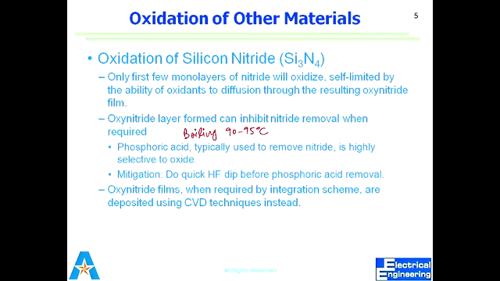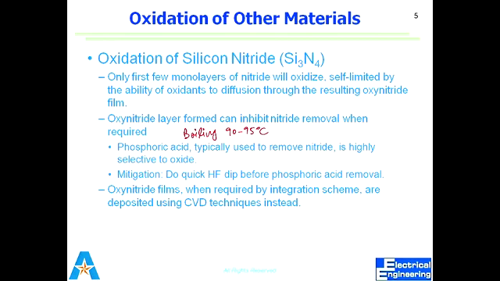For example, in order to remove the nitride layer, phosphoric acid at high temperature is used. At the temperature of 90 to 95 degrees, phosphoric acid is used to remove the silicon nitride. But the oxide layer will not be removed or etched away by this phosphoric acid. So we will have to remove that oxide layer before we actually can etch the nitride.